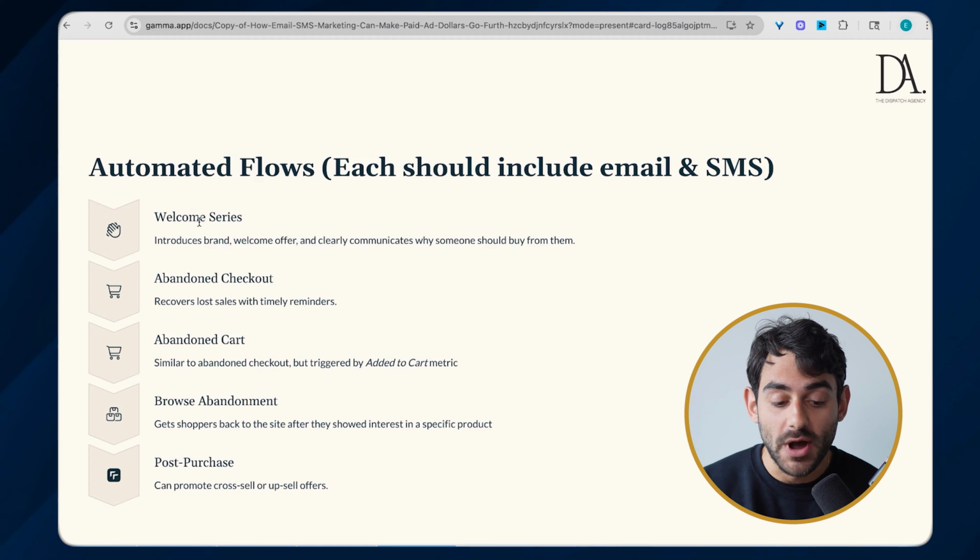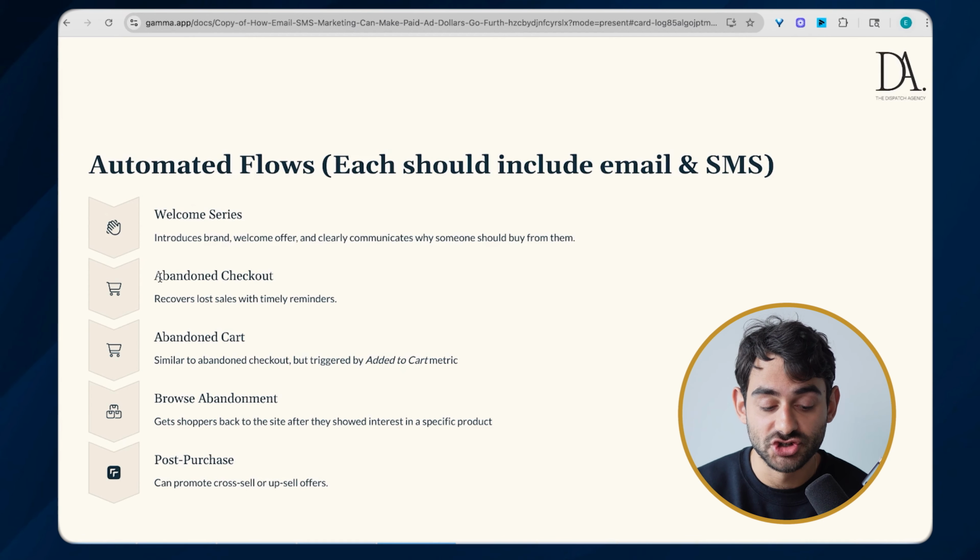So the first flow that you absolutely need to set up is your welcome series, which is going to introduce your brand. It's going to give people the welcome offer that's in your pop-up form, and it's going to clearly communicate why someone should be buying from your brand. Your welcome series should absolutely be your highest converting flow. So if you're converting 9% of your site traffic, let's say, then you should really expect over 10% of those new subscribers to be converted within your welcome series.